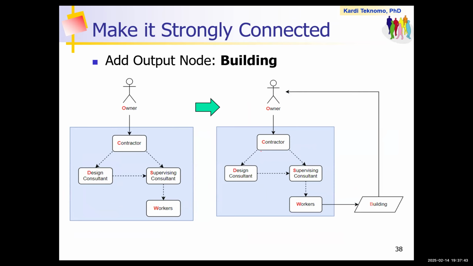Can you see? I insisted on this initial network because I want the owner to influence the contractor and so on. This is within the contractor, and then the worker will create the buildings. The building will influence the owner's decision. So now we have the feedback loop, with this strongly connected network already. Can you see this?